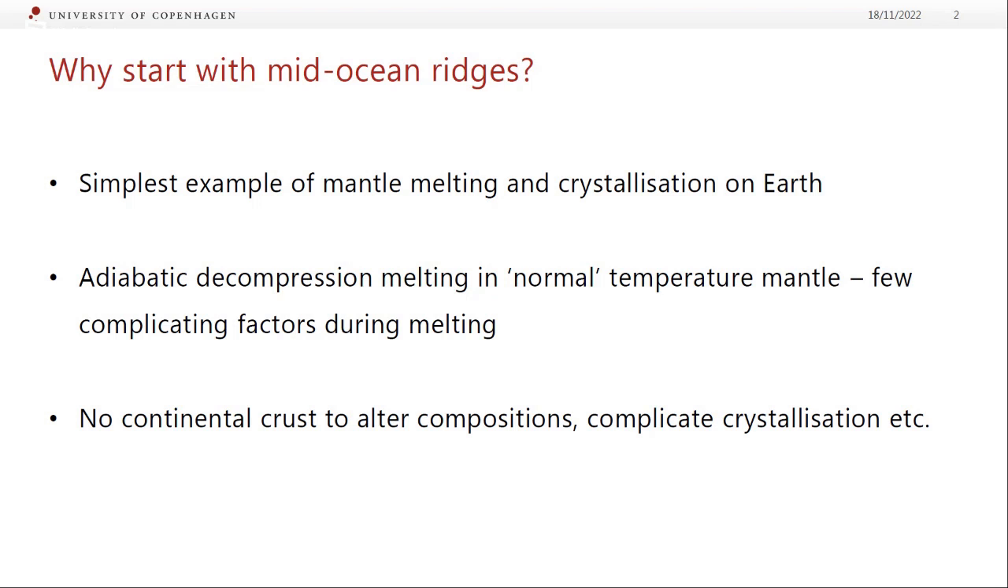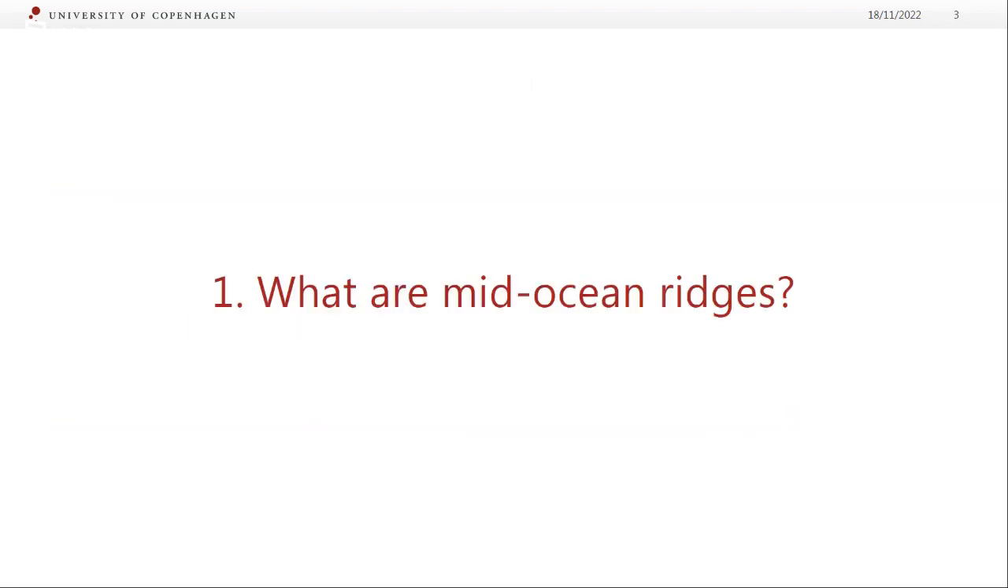Might seem a bit exotic being out in the ocean, but these are basically the simplest example of mantle melting and crystallization on Earth. The reason for this is it is adiabatic decompression melting in normal temperature mantle. There's very few complicating factors. We don't have this big stack of continental crust on top. We don't really have wet melting. It's pretty straightforward.